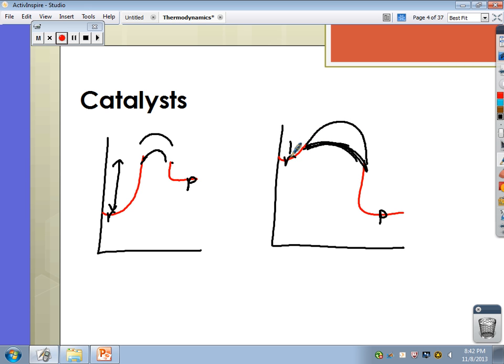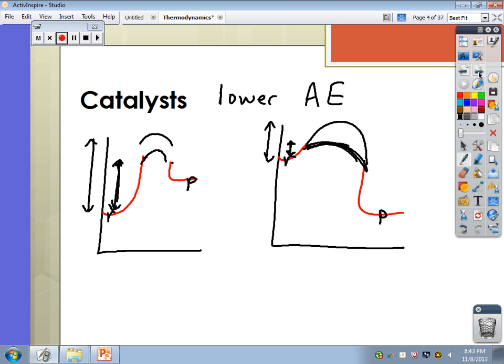And so my activation energy went from that high to that high. And went from that high to that high. And so it makes it easier for it to happen. So all catalysts do is lower the activation energy. That's it. They make it easier for the reaction to happen.